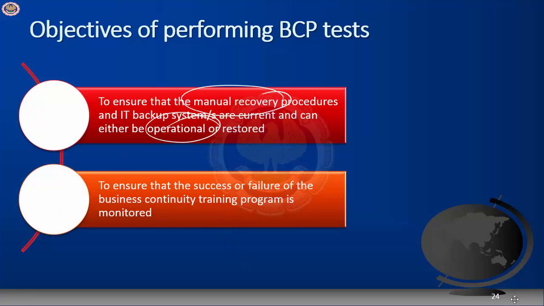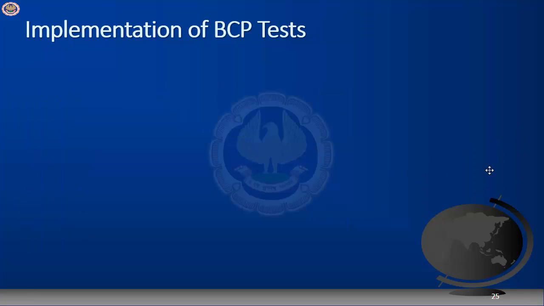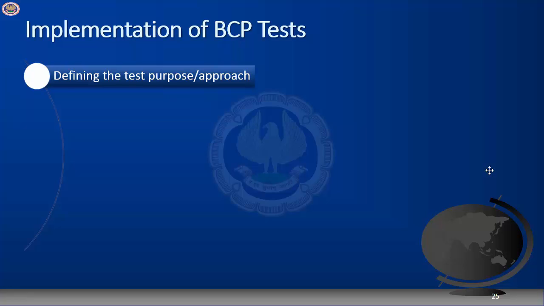The success or failure of the business continuity plan depends on how well the staff have been trained. So you need to test whether the employees can operate and have learned what is to be done in the case of disaster, and the BCP test will be able to demonstrate whether the employees know what is to be done. So you look at the effectiveness of the training when you test the BCP plan or the BCM. Now let's look at implementation of the BCP test.